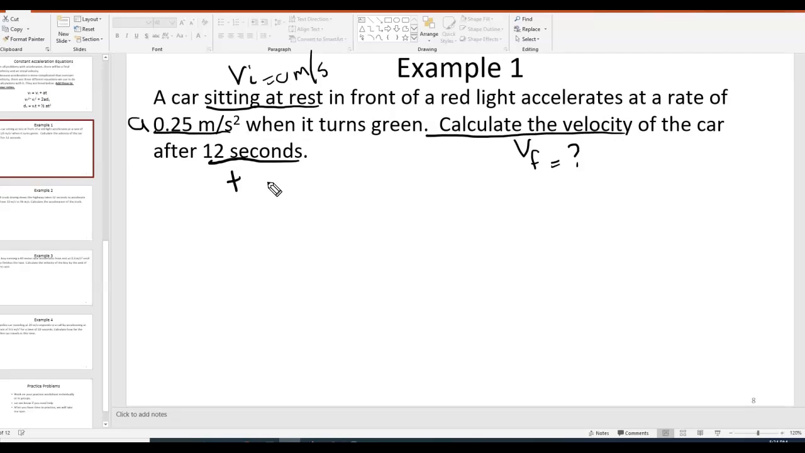Now the question I always get is, how do I know what equation to use? Okay, here's the thing about these problems. There's 4 things in each of the 3 equations. Okay, 3 of them should be given.